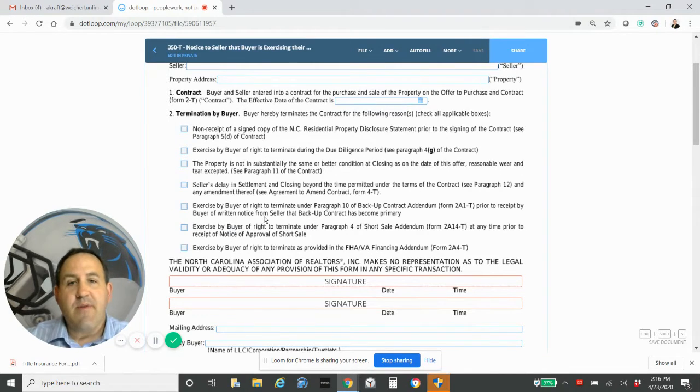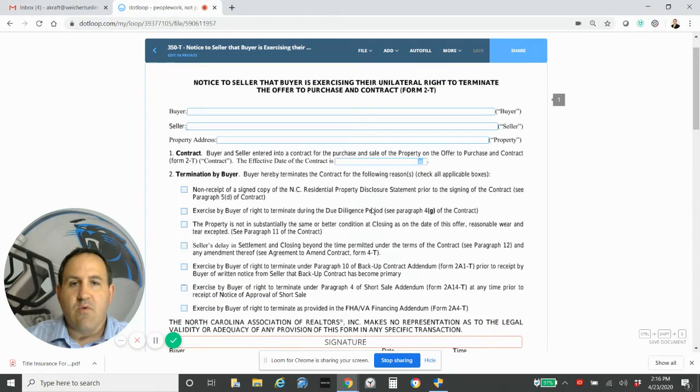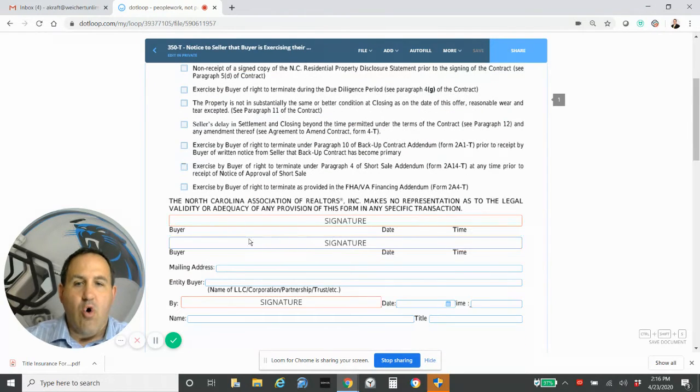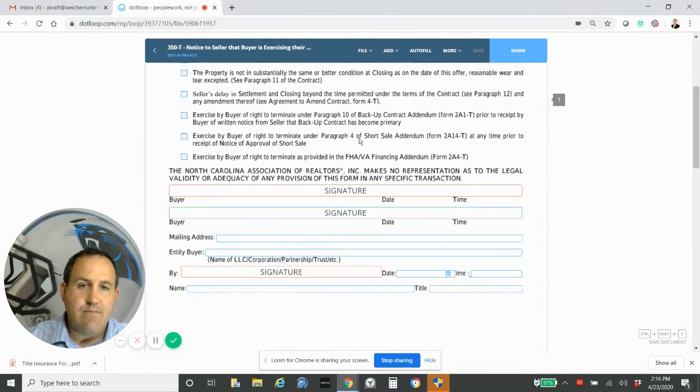The exercise of the buyer's right to terminate under the backup contract addendum, or under the short sale addendum, or under the FHA VA addendum. All right, FHA VA financing addendum just says the home needs to appraise at the price, and if it doesn't, then the buyer has a right to back out. Okay, so this is unilateral. Only the buyer signs it. Big difference. Only the buyer signs it.